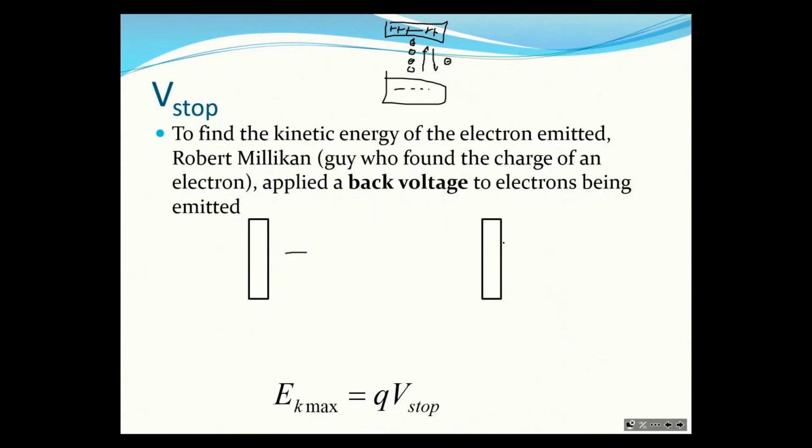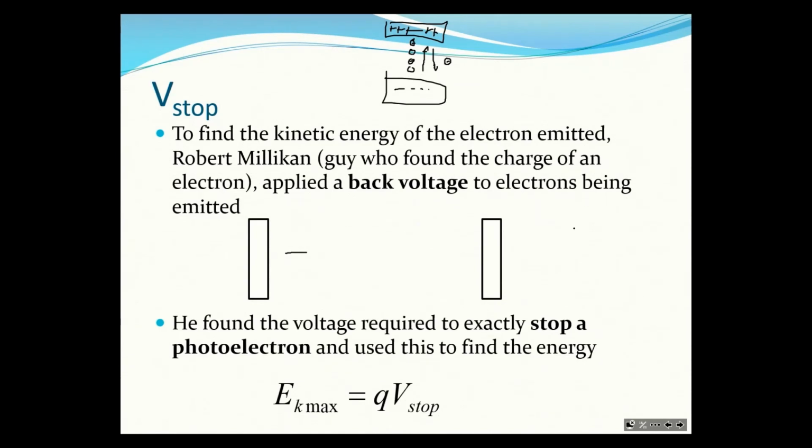So you just apply a back voltage, right? And he found that the voltage required to exactly stop a photoelectron, and used this to find energy, right? So as these electrons are released, they have a whole bunch of EK, right? Those photons give them energy. They have a whole bunch of EK and they spit off of there. But what he made them do is he made them stop.